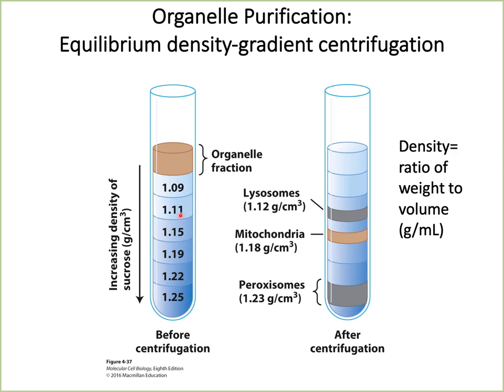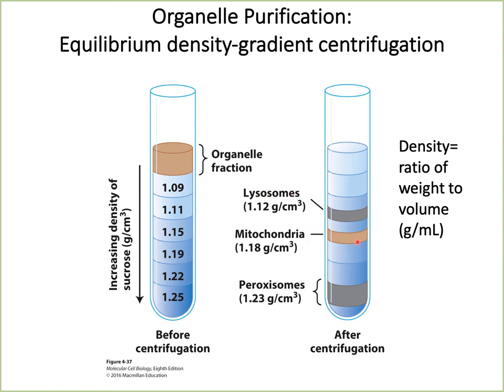For the purification scheme, you take the organelle fraction of interest and layer it on top of the gradient, apply your centrifugal force, and the organelles will move through. You load the sample right here, and the organelles will move through and arrive at the area where they are at equilibrium. When lysosomes from the top reach the area of the gradient which is 1.12 gram per cubic centimeter, lysosomes will stay there.